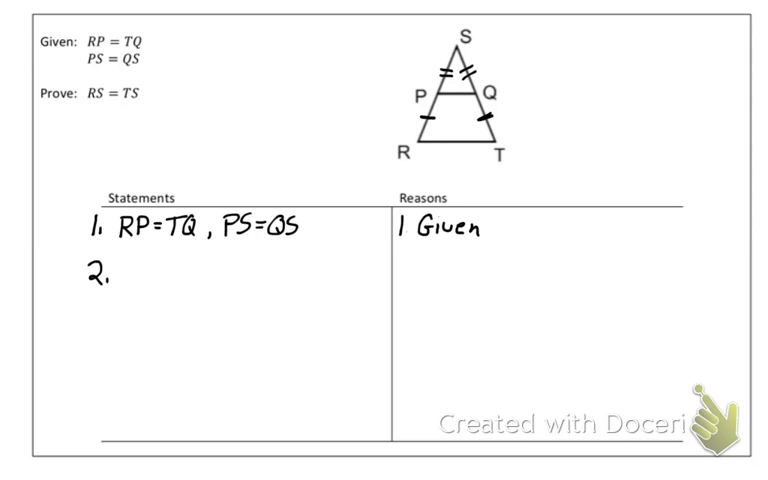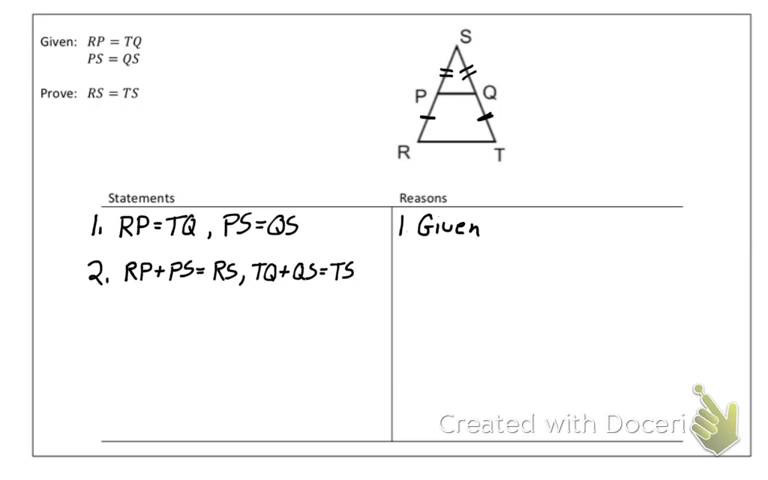Lydia? Segment RP plus PS equals RS. Yeah. So I'm going to say RP plus PS equals the total length RS. And I'll probably do it the other side too, right? Yes. So I'd say TQ plus QS equals TS.